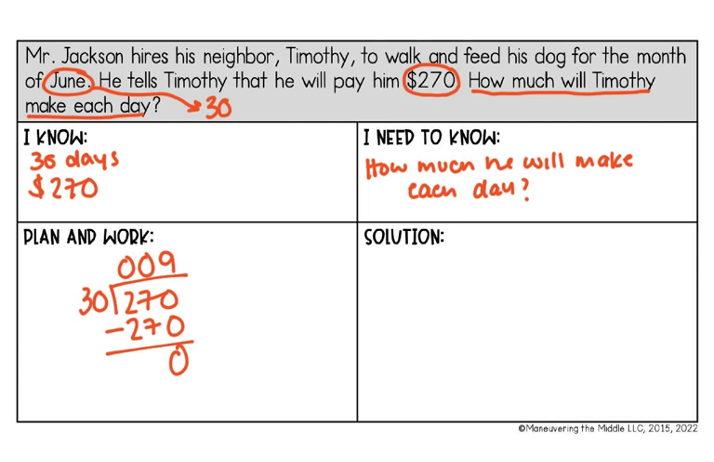So this one was pretty simple, pretty quick. So how much will Timothy make each day? Timothy will make $9 per day. So now you can go ahead and take a minute to summarize what you learned in today's lesson.